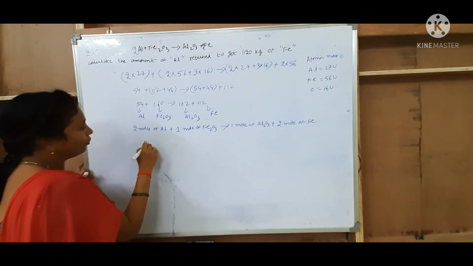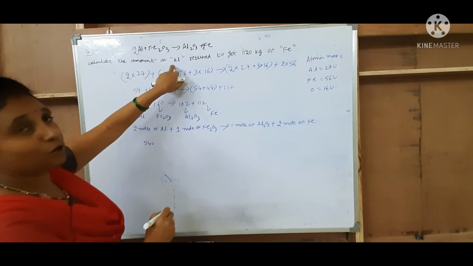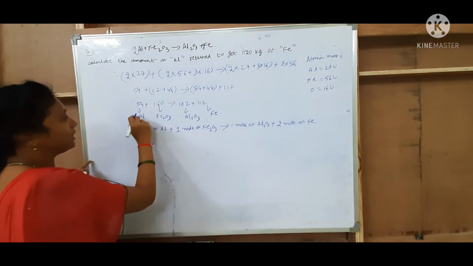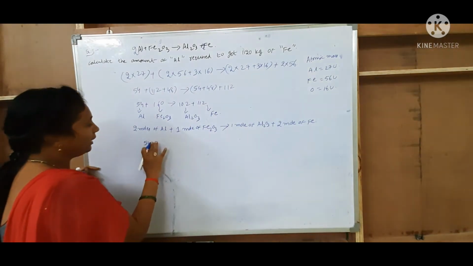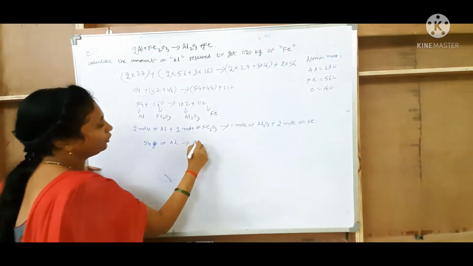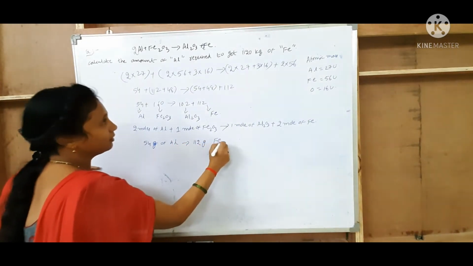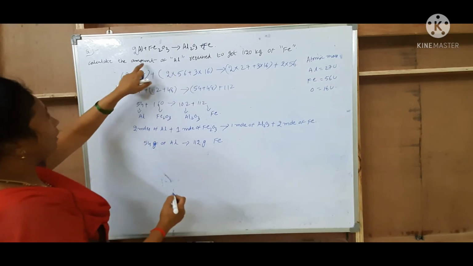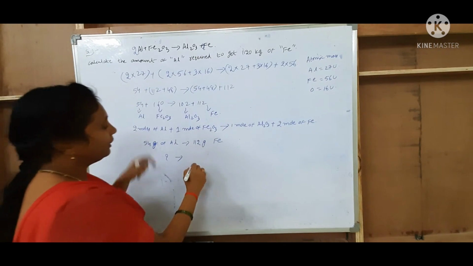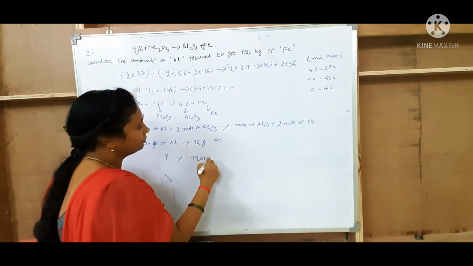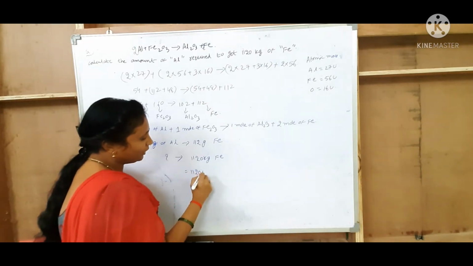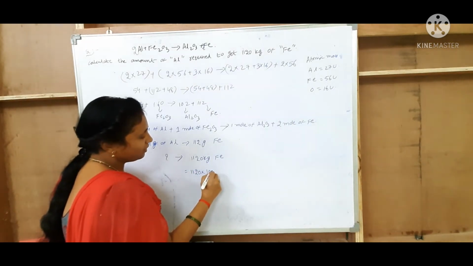The 54 units, the relationship you have to find out between the aluminium and ferrous in the given equation. In this equation, 54 grams of aluminium needs 112 grams of ferrous. Here calculate the amount of aluminium required to get 1120 kgs of ferrous. 1120 kgs you have to translate into grams: 1120 into 1000 grams.